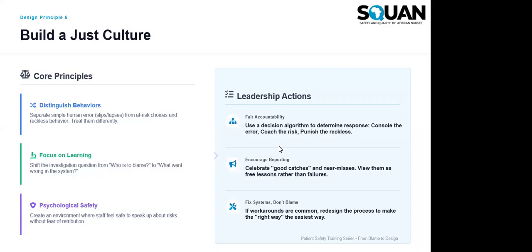Also, the focus is on learning. When we talk about just culture, it's about learning. It's about shifting that investigation question from who is to blame to what went wrong in the system. How did our system allow this to happen? What can we do differently to prevent this from happening again? That's the question that we should be asking as quality professionals, as patient safety professionals.